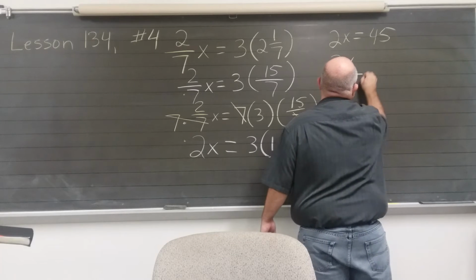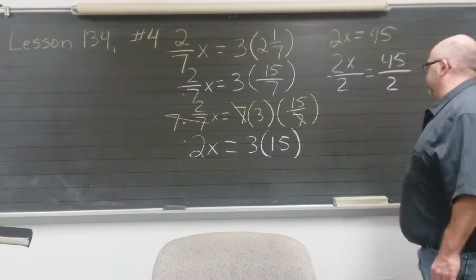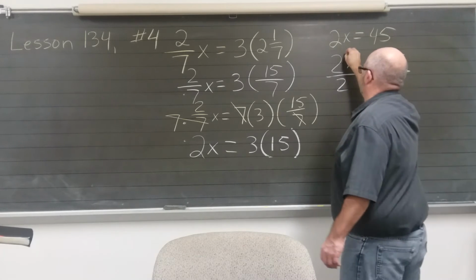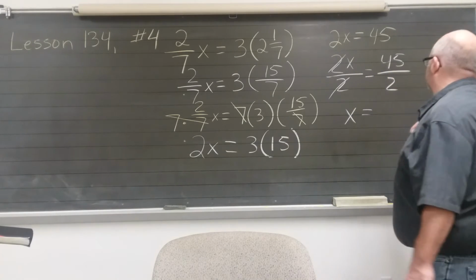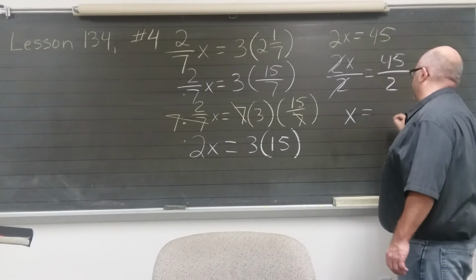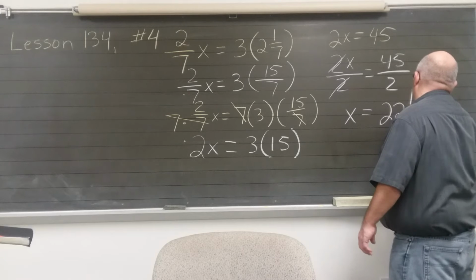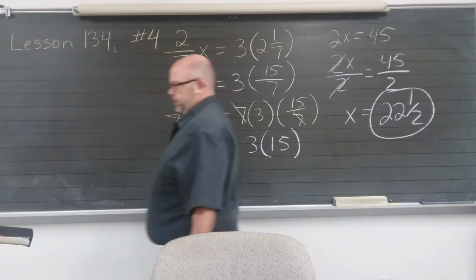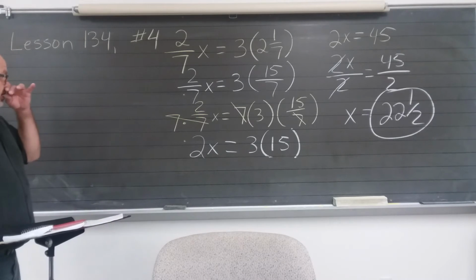Now we're ready for our 2x divided by 2 equals 45 divided by 2. What is 45 divided by 2? 2 into 45. This gets rid of the 2's now. X equals, what is it, 22? 22 and a half. Make it a fraction if there's a remainder. 22 and 1/2 is your answer, finally. So that's number 4 in lesson 134, 22 and a half.